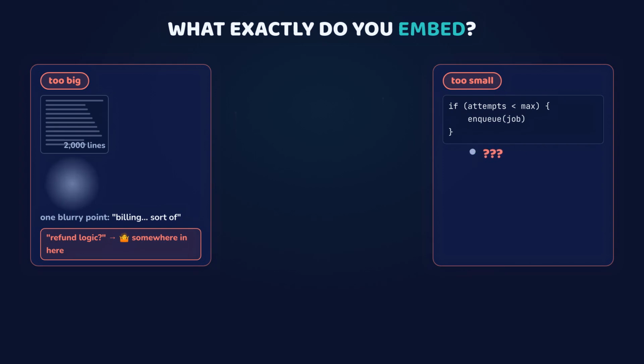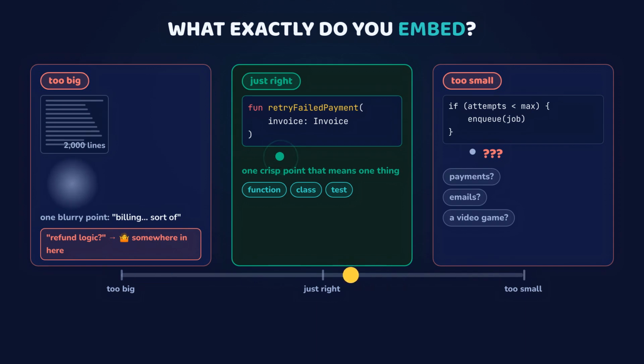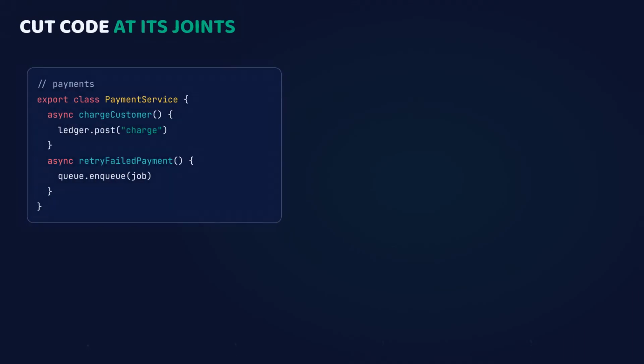If attempts less than max, NQ the job. Is that payments, emails, a video game? The chunk has to carry meaning on its own. A function, a class, a test, large enough to preserve meaning, small enough to stay focused. So how do you cut code at its joints instead of every 100 lines?